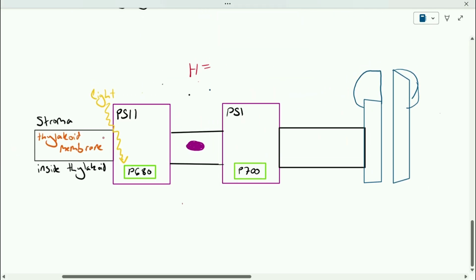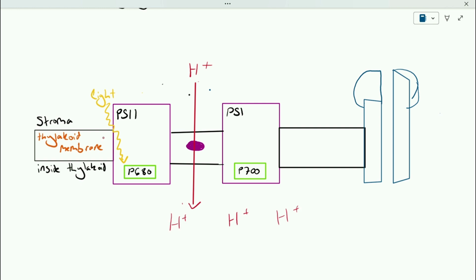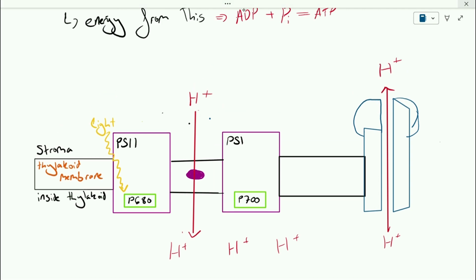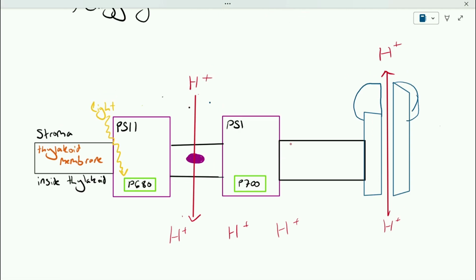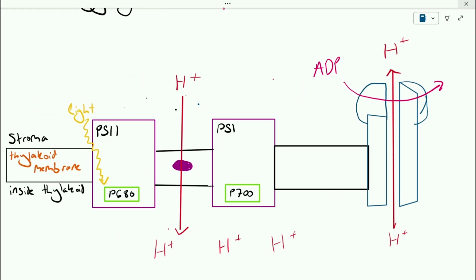So if we look in the diagram, we can see that protons move into the thylakoids via proton pumps, creating a proton gradient, and then they move back down their concentration gradient into the stroma via an enzyme called ATP synthase, and the energy from this movement combines with ADP and our inorganic phosphate to form ATP.